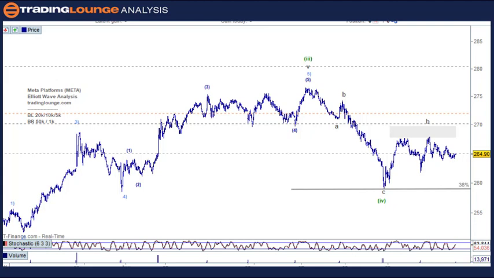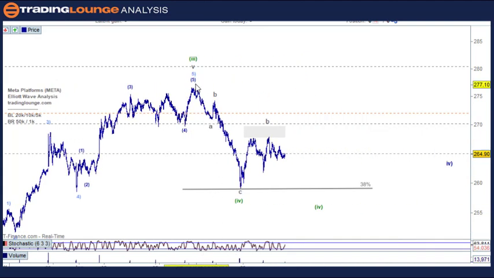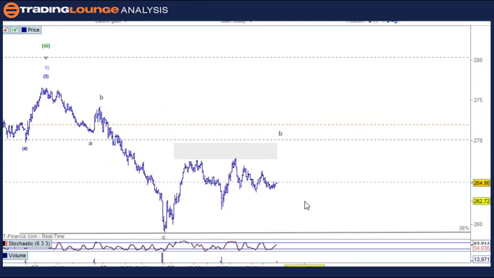So look, last time we spoke, we were looking at this in 2 ways. We're looking at it as an ABC to the downside, being completed here, and it hit the 38.2%, or we're going to look at this as some sort of B wave here, and then down for the C wave. This market can do its own little thing.